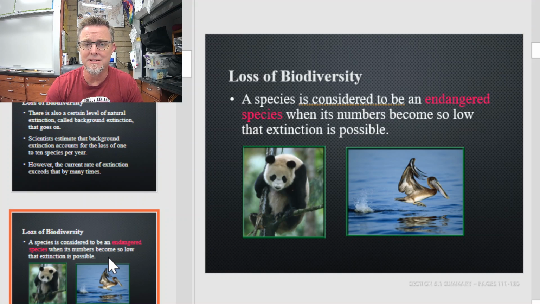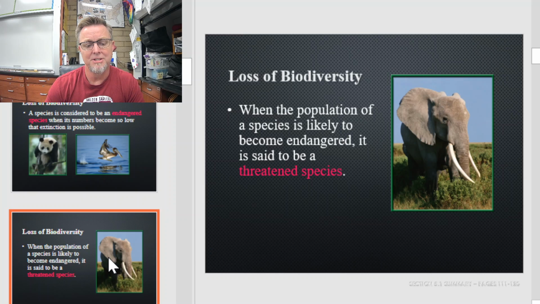There may still be thousands of pandas left, but because they reproduce so slowly, they're going to be put on that endangered species list. A brown pelican, well, their numbers can probably get much lower than the panda and still not be put on the endangered species list because, well, every time a female lays eggs, she might lay 10 at a time. When a population is likely to become endangered, it's said to be threatened. Threatened species, well, their populations are bigger than endangered species, but still governed kind of by the same principles. How fast do they reproduce, or how fast can they recover from some sort of malady or devastation?